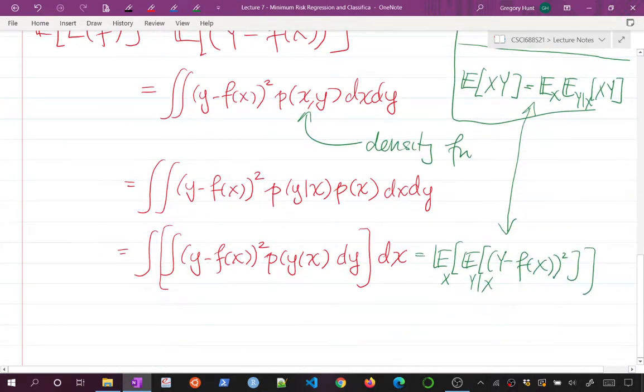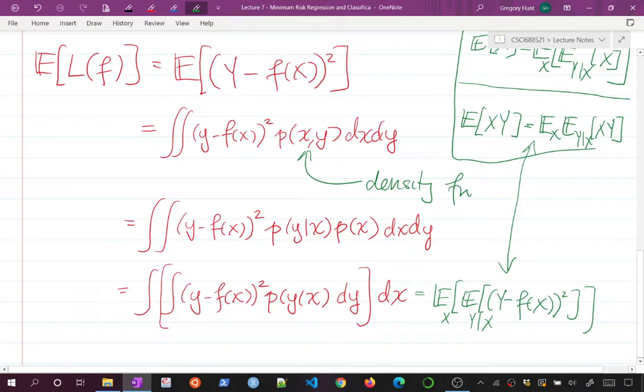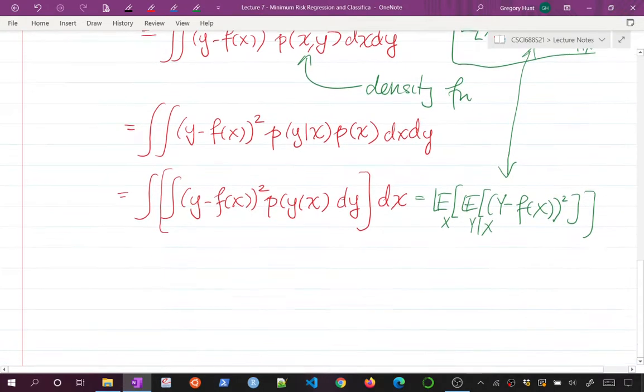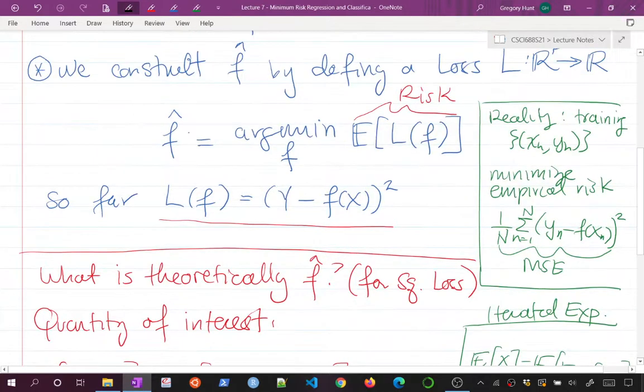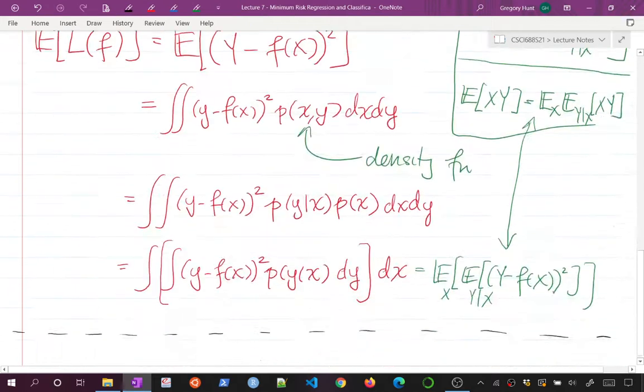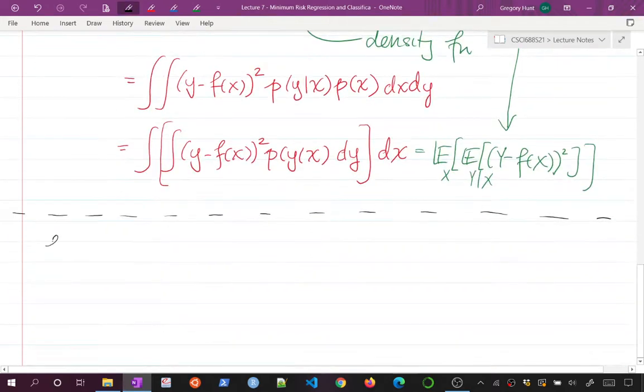And I've shown that you can rewrite it as the expected value over x of the expected value of y given x of that quantity. Okay, good. So let's just talk for a second about what we're doing, right? Because we want f hat to be the minimizer of this risk. So let me just write this up in the corner here.